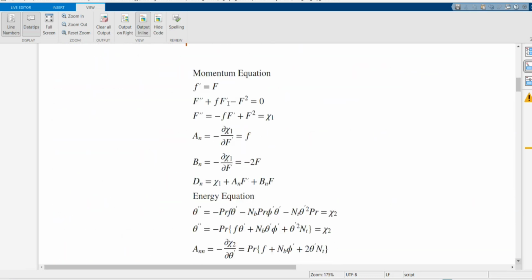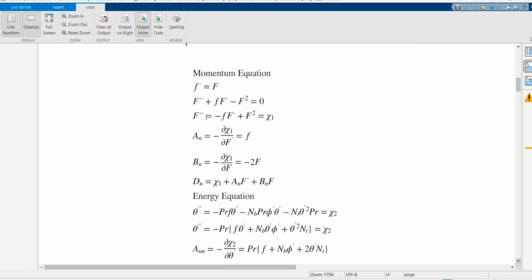What we do is define a new variable, f dash is equal to capital F. Then we take another derivative, F dash is equal to f double dash, and f double dash will be equal to small f dash. When you put these values in the momentum equation, you get this equation, which is equal to chi1.